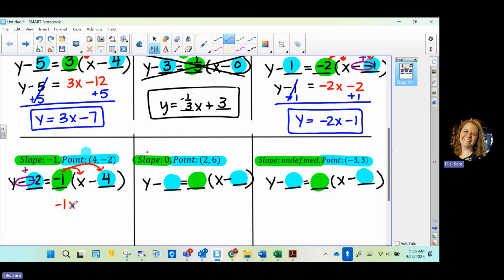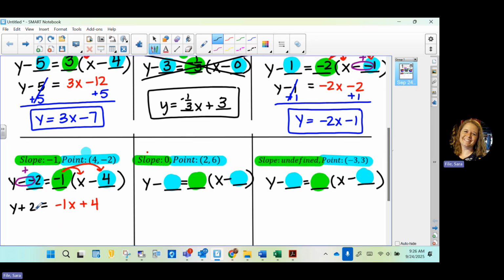That's not incorrect, but it's unnecessary. You could just write negative x. You don't have to have the 1 coefficient. If you want it there, that's fine, but it's not necessary. And then what's a negative times a negative? So that's going to be plus 4.